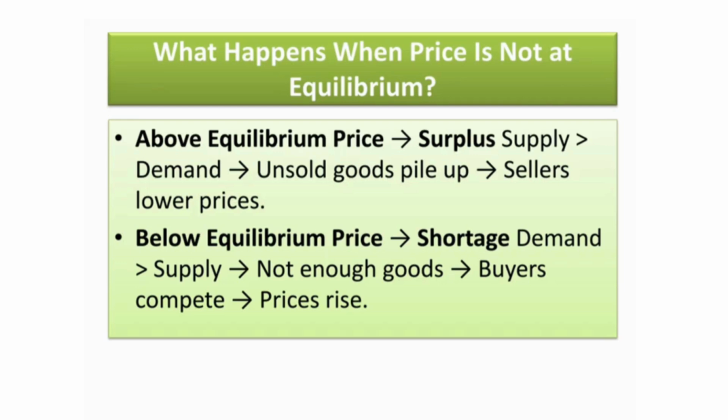But in a situation when the price drops below the equilibrium point, there's going to be a shortage of supplies. So in this case, demand will be greater than supply. Not much of the good will be available for the buyers, while the buyers will have to compete for the available commodities, which will force the price to rise again.